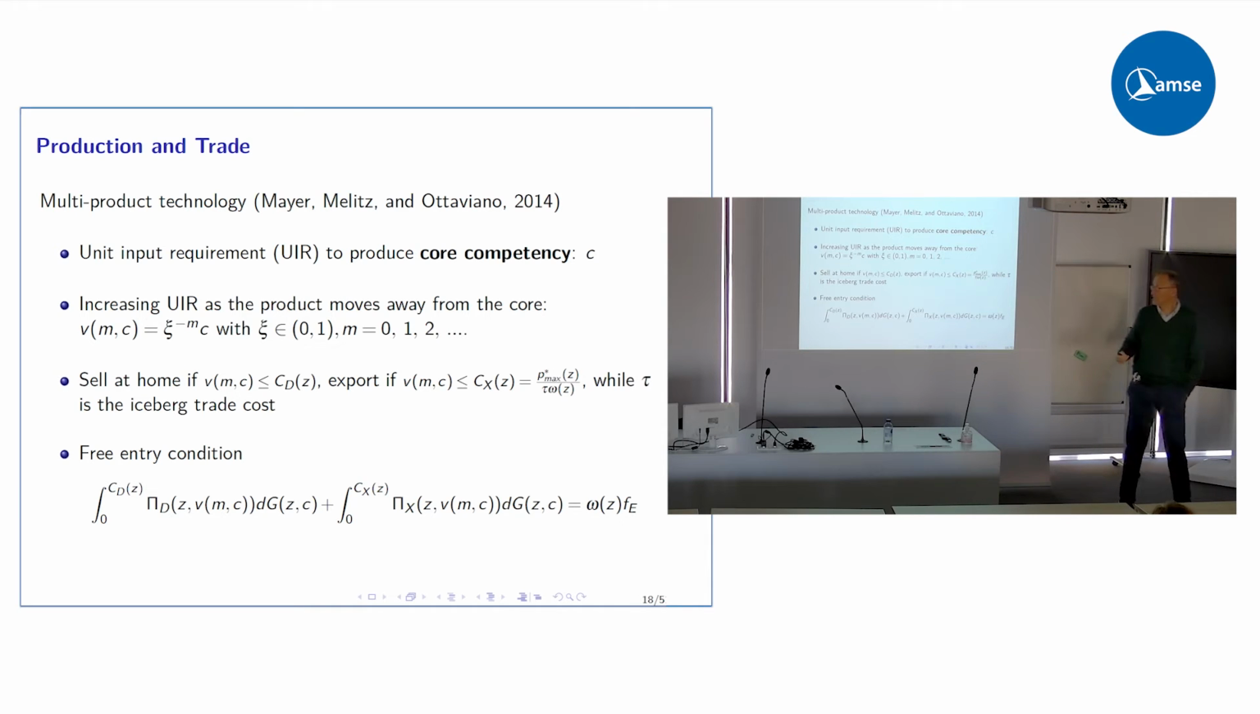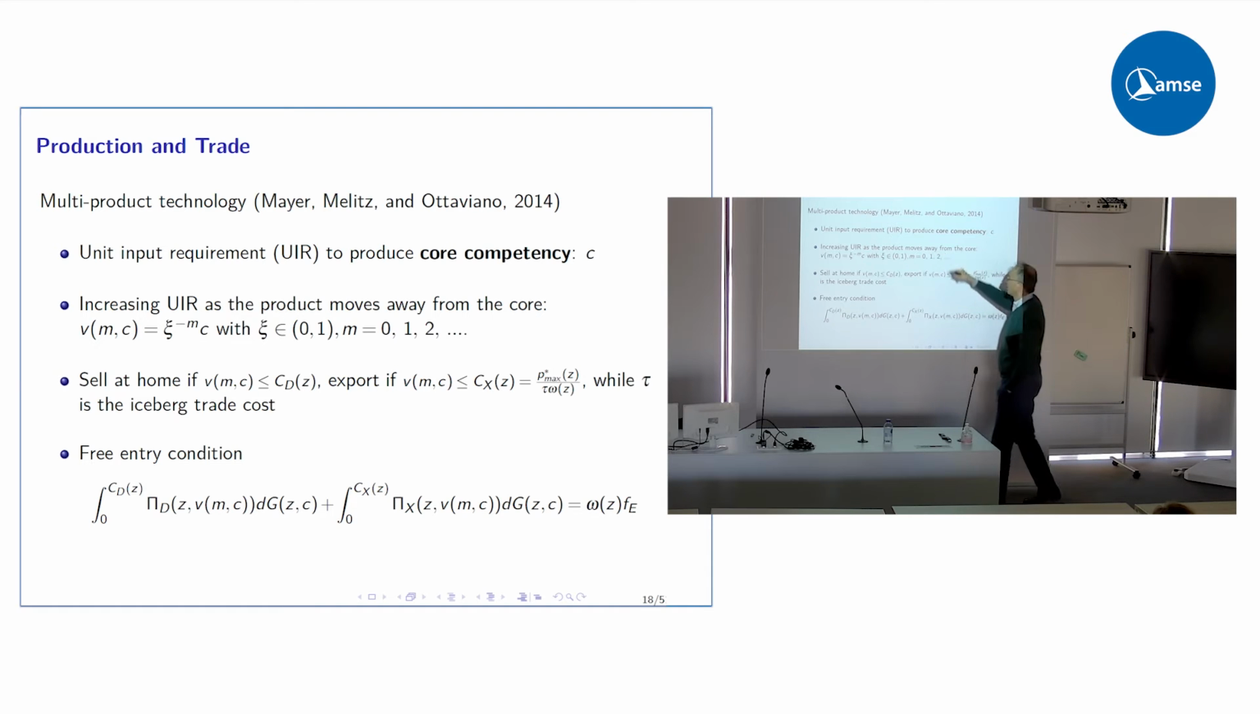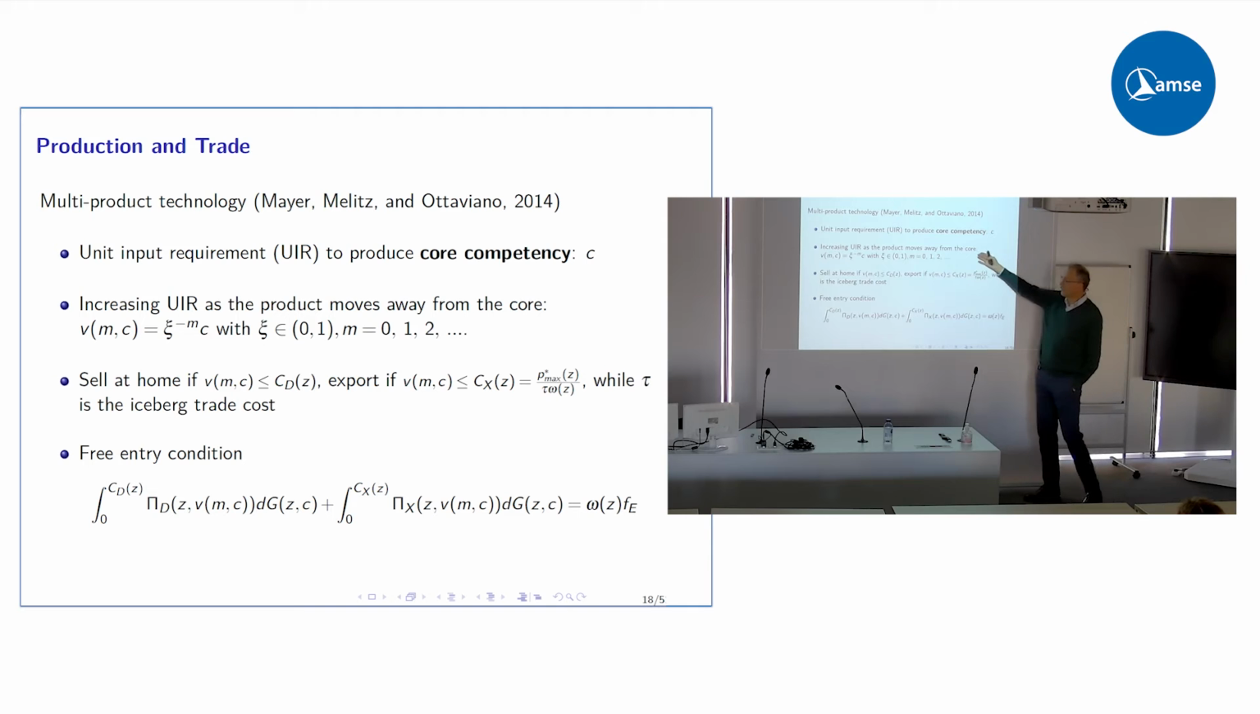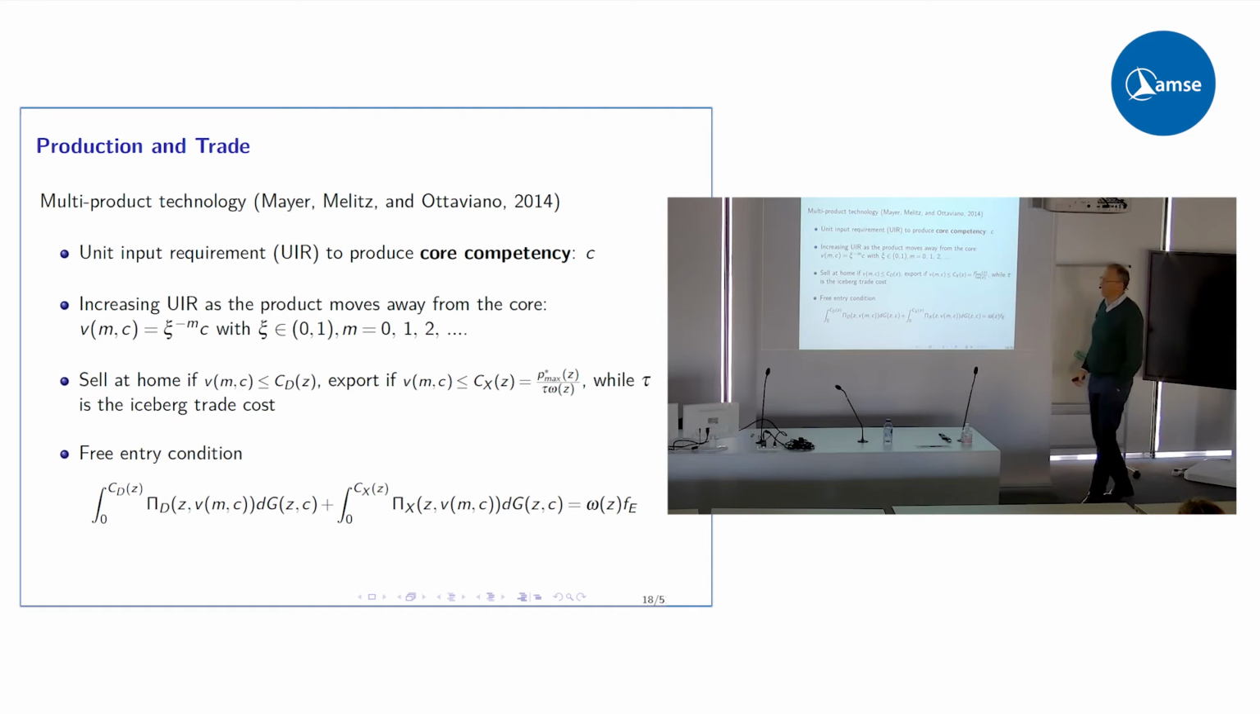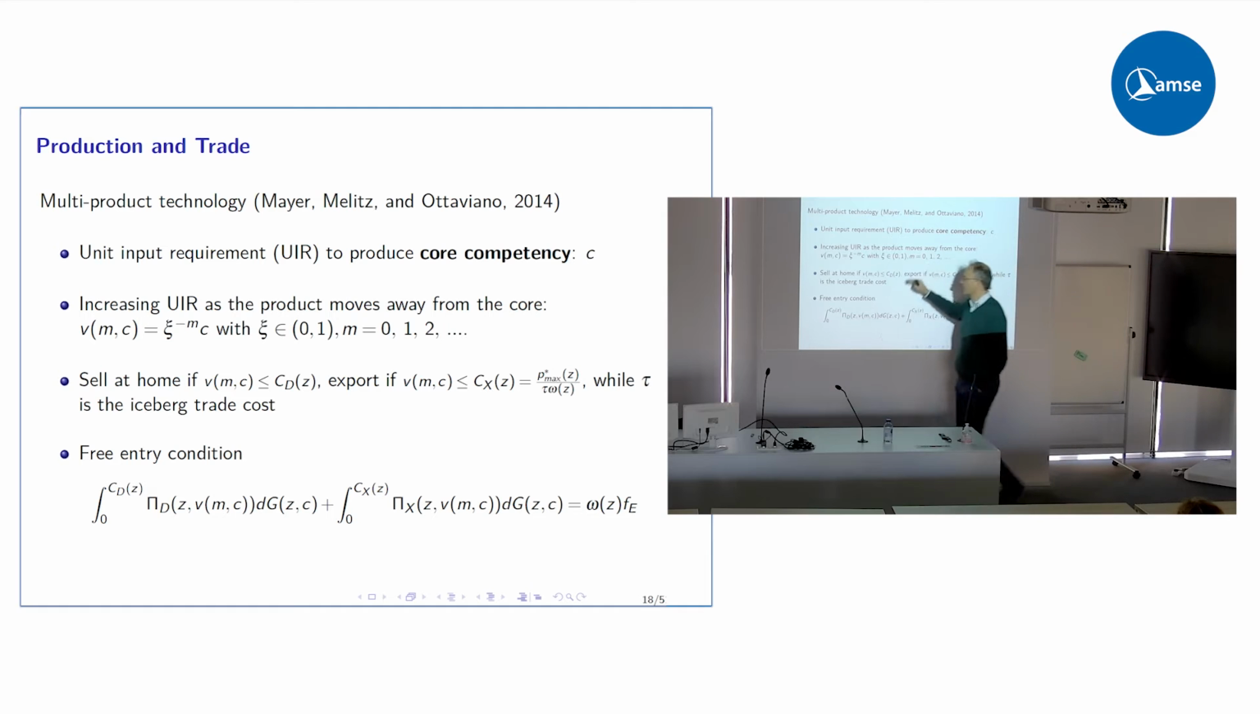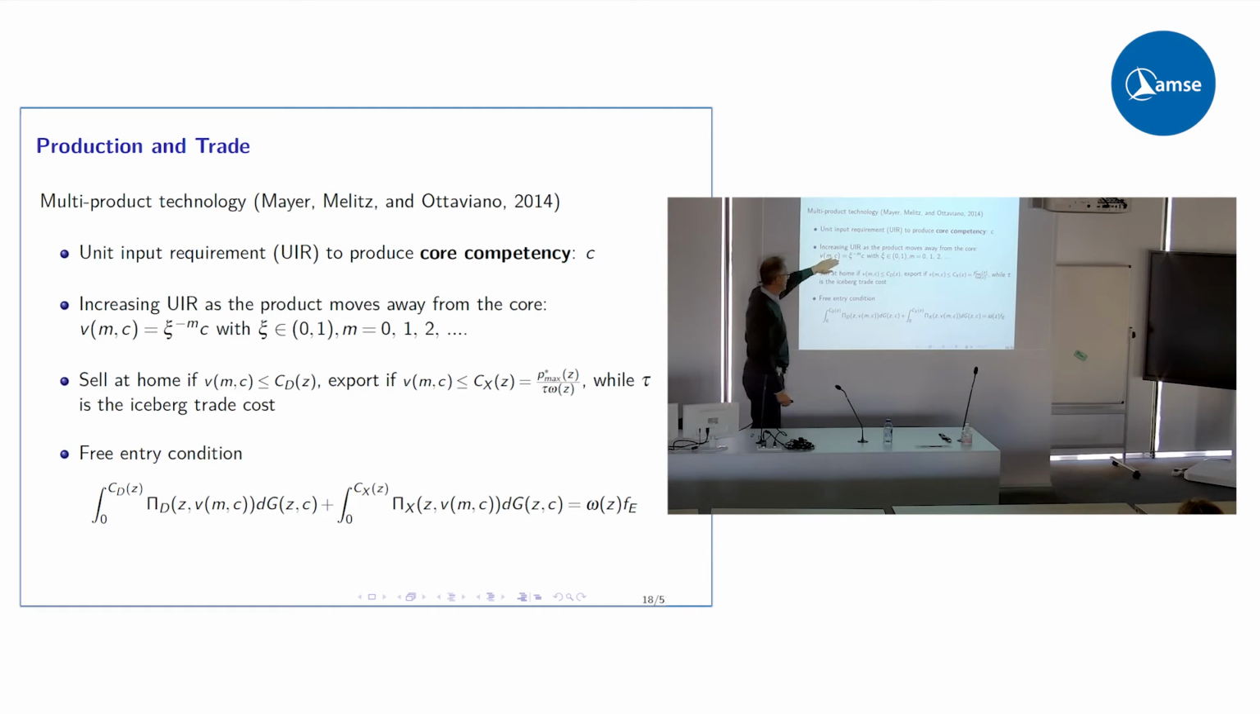So they're going to discover how good they are in producing only after paying the sunk cost, because after paying the sunk cost, they're going to draw their productivity, or the inverse, which is the unit input requirement, from some distribution. So after they enter, they discover how good they are and decide whether they want to produce or not. They can also decide to produce more than one product. And this is done through a flexible manufacturing type of technology.